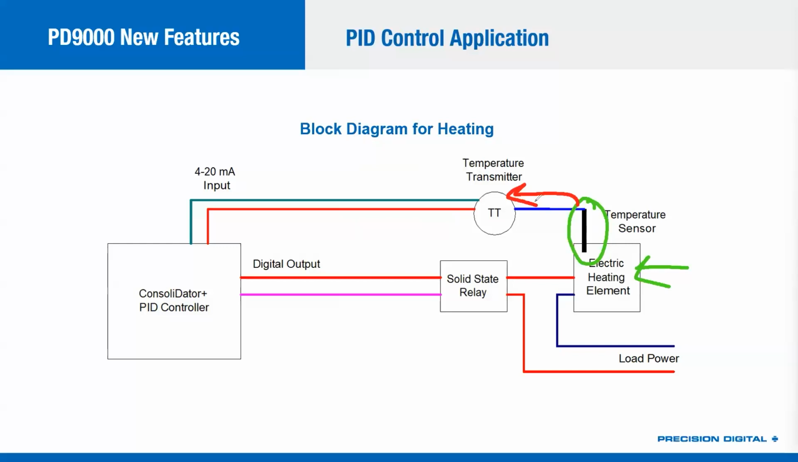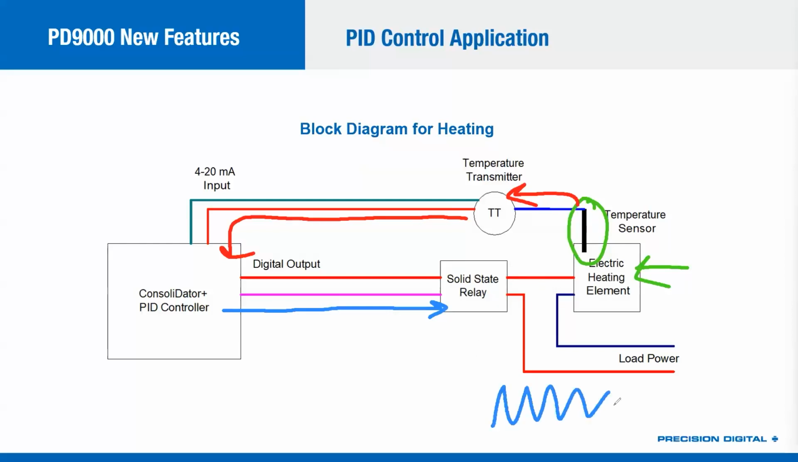It could be one of our own displays that displays it locally to the vessel and then provides a 4 to 20 output. But either way, we get that 4 to 20 and we bring it into our ConsoliDator Plus, where we read it in as a channel with its units. We probably display it, bring it into the PID algorithm. And then we're using a digital output to pulse width modulate drive a solid state relay that's very rapidly providing an on-off signal, which is turning power to the electric heating element on or off.